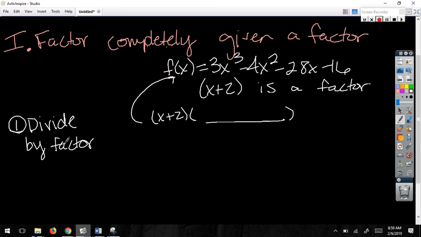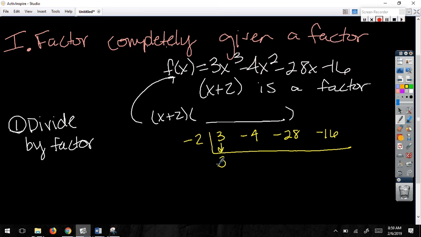So when I divide synthetically, -2 on the outside, yes? Inside, I have 3, -4, -28. Now, if you get a remainder here, you've done something wrong, because remember, if it's a factor, it doesn't have a remainder. That's the definition of a factor. All right, drop the first.